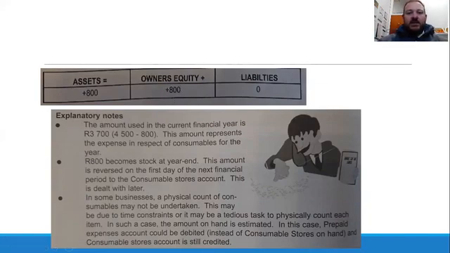All right, gents, so I'm hoping that will give you guys a little bit of an understanding there of consumable stores on hand.